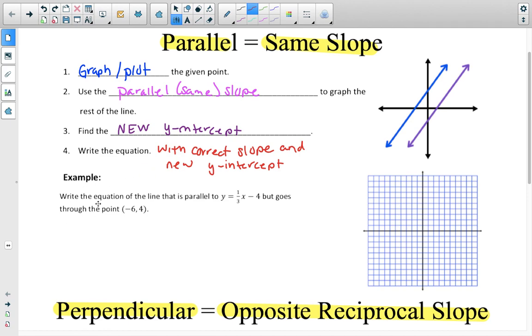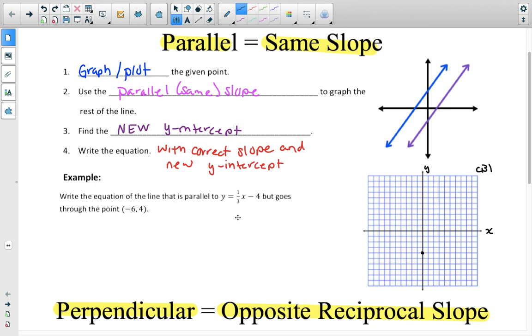So for an example, we're going to write the equation of the line that is parallel to y equals 1/3 x minus 4, but goes through the point -6, 4. So let's graph the original line. So we have x and y. We're going to count by ones. So the original line, we have our y-intercept of -4, of 0, -4. So we go down to 0, -4.